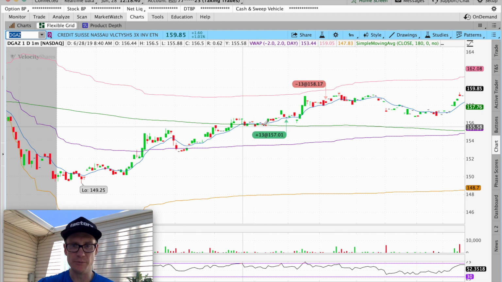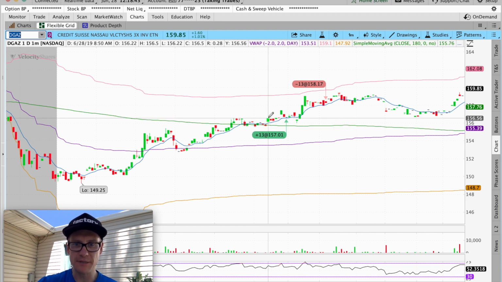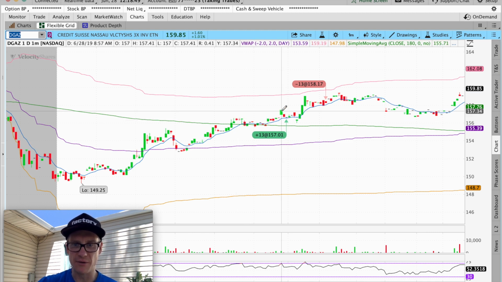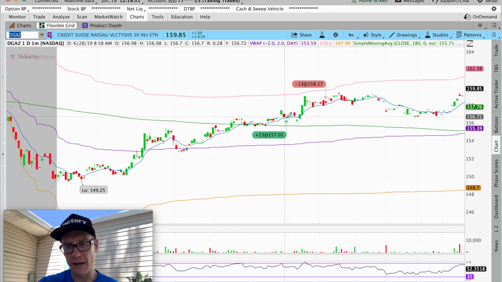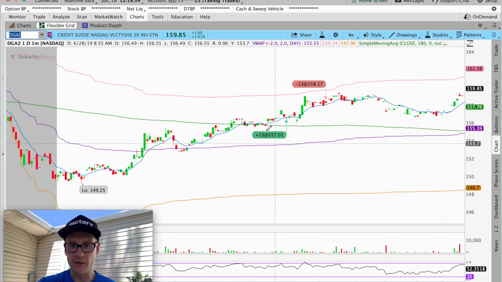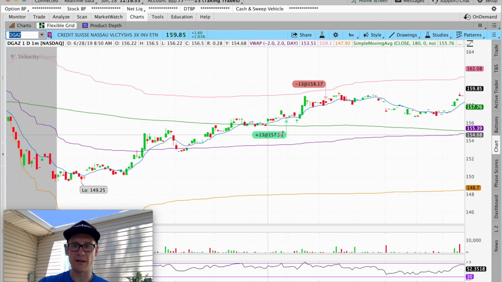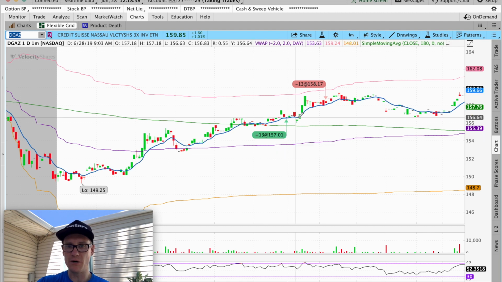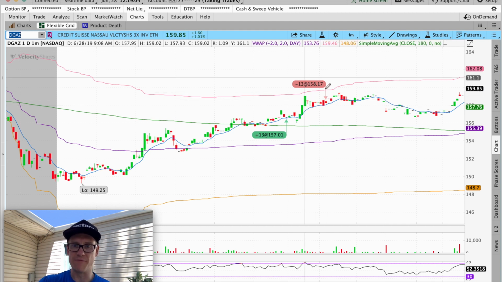So we set up a little bit of support here and then popped up, but we still hadn't broken this high point. So I was waiting for that to happen, and it happened on this candle. When we got the next pullback, I went long here with a very small position, just trialing this. We moved along, and then we popped, pulled back, and as we started to curl back up, I went ahead and dumped those shares here at 158.17.